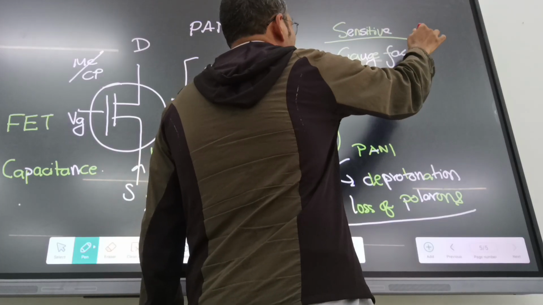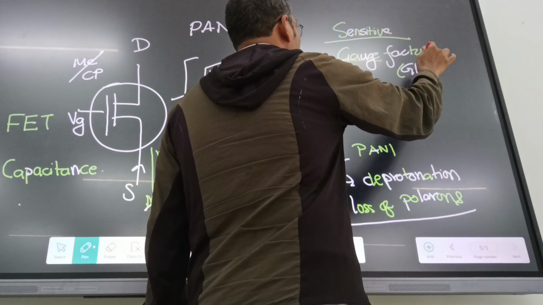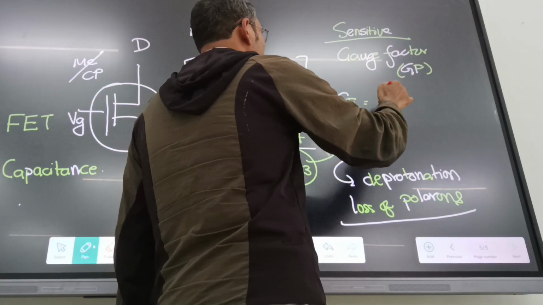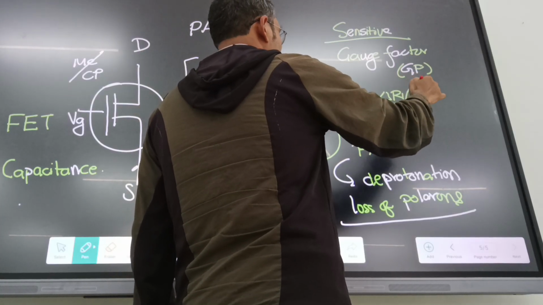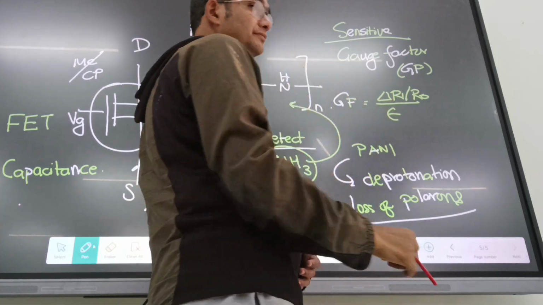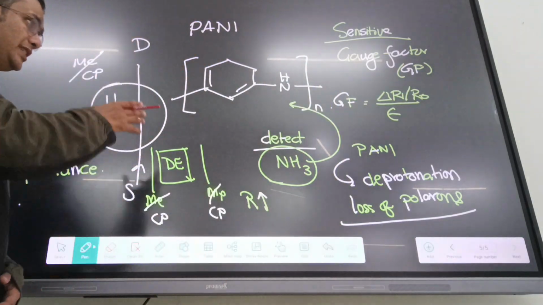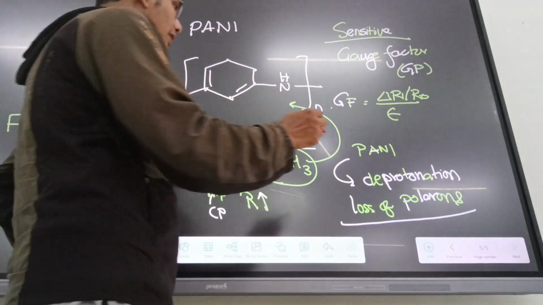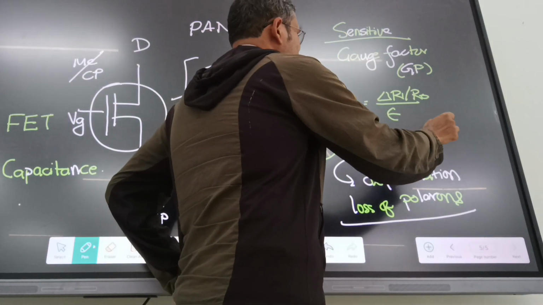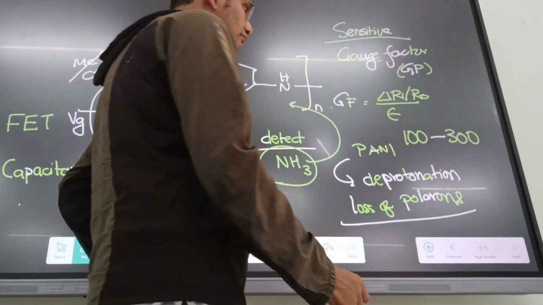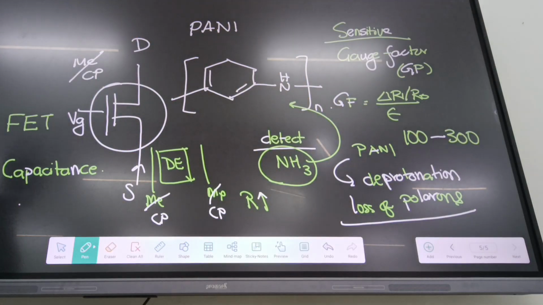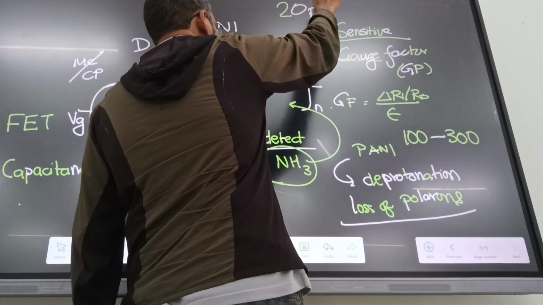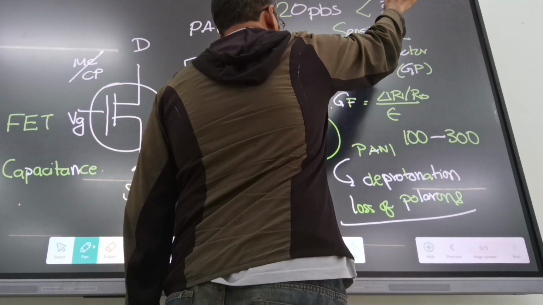Gauge factor or G factor, which is defined as the change in resistance delta R divided by the original resistance. In the case of conducting polymers, especially for ammonia detection, it is very high, about 100 to 1000. And it can detect about 20 ppm in less than 30 seconds.